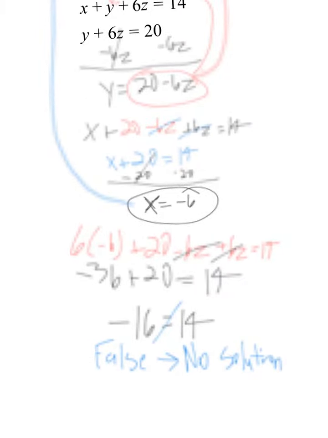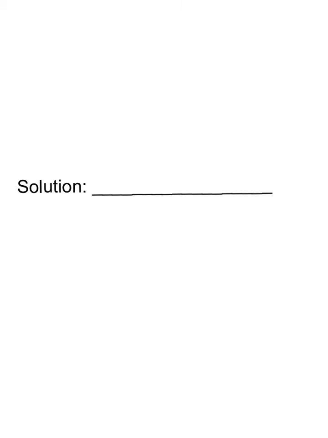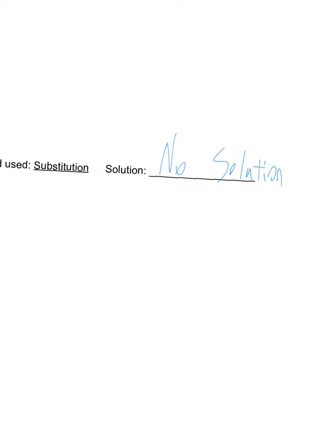Because all my variables canceled out and it equaled a false statement. If it had equaled a true statement, it would have been infinitely many solutions. But yeah, so I'm just gonna be super thorough. Write no solution right here. Alright, let's move on to number 4.